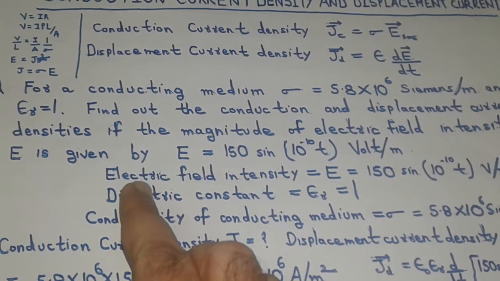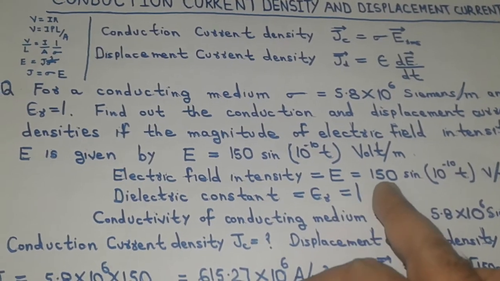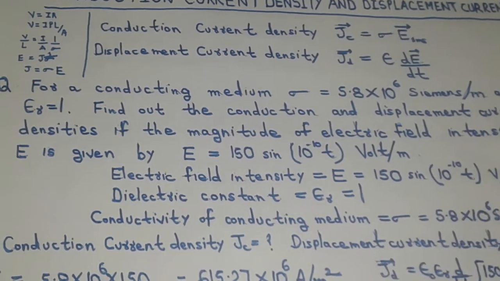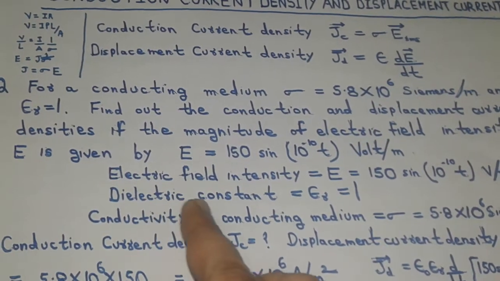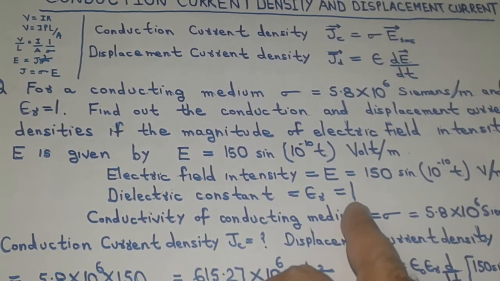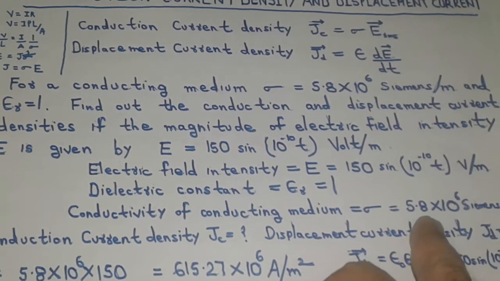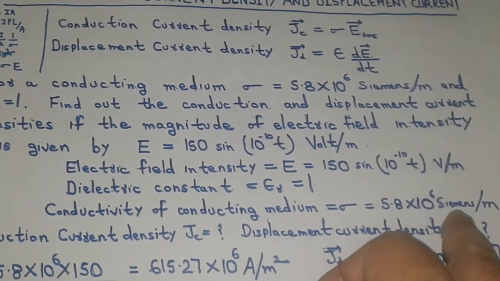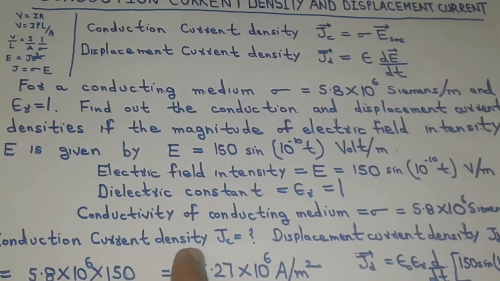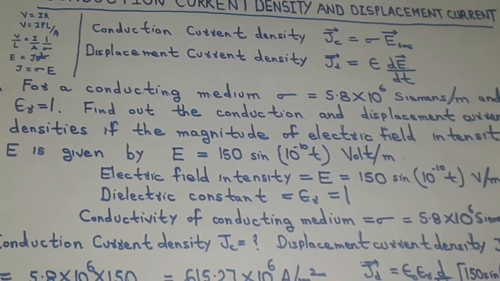So according to the question, the electric field intensity E is given by 150 sine 10 minus 10 t volt per meter. The dielectric constant associated with the conducting medium, epsilon r, is 1. And the conductivity of the conducting medium, sigma, is 5.8 into 10 raised to the power 6 Siemens per meter. We have to determine conduction current density Jc and displacement current density Jd.